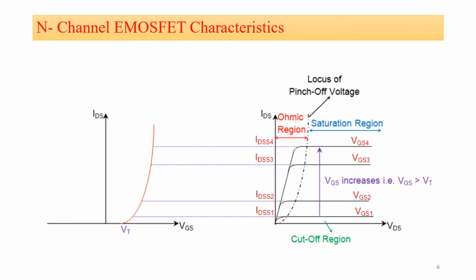The drain characteristics is the graph of VDS versus ID, where VDS is the voltage between the drain and source and IDS is the drain current.